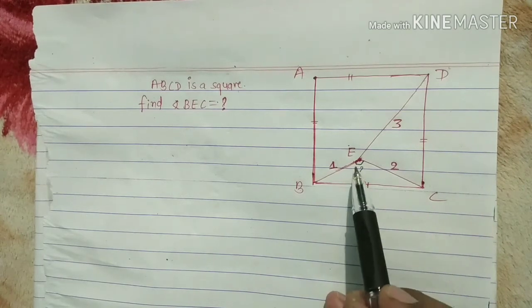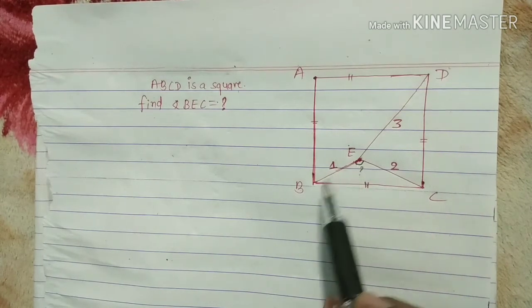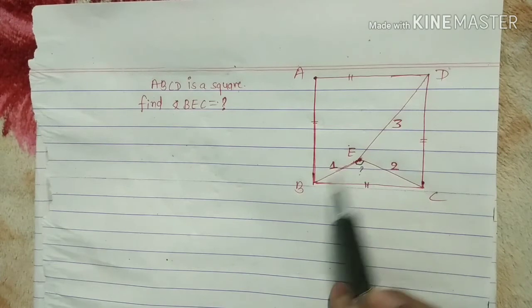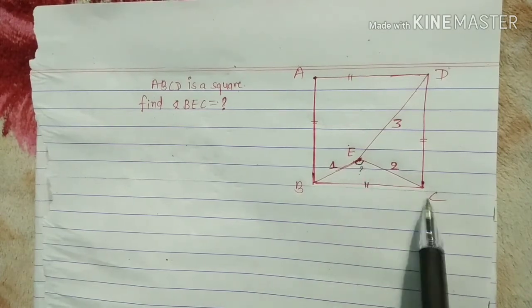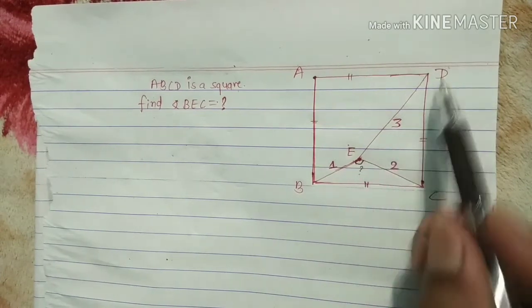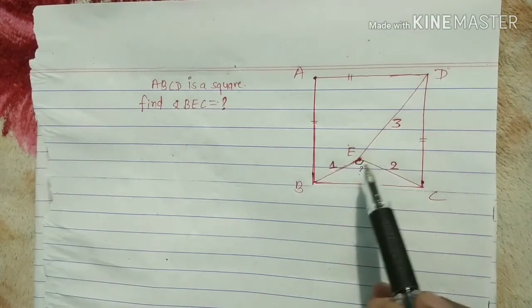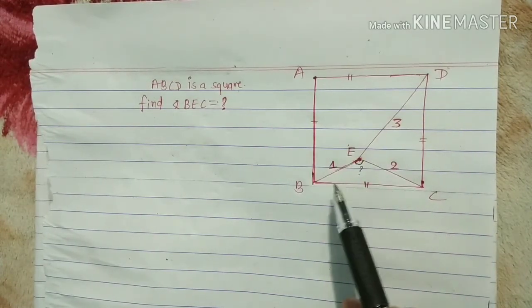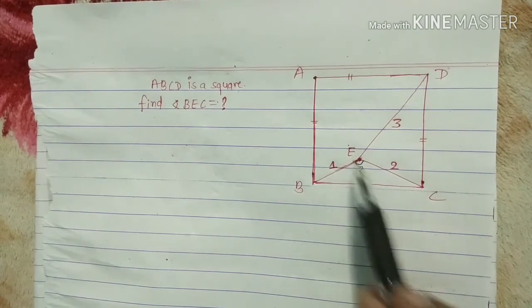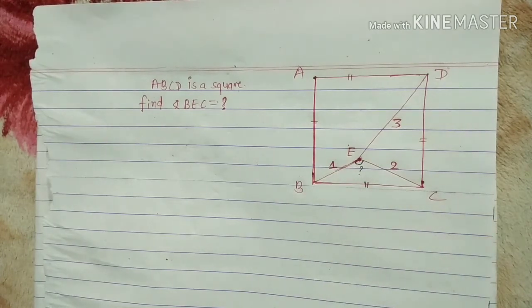And in the question, the information is given like this. The length of BE is 1, the length of EC is 2, and the length of ED is 3. So this is the information given in the question, and it is asked to find the measure of angle BEC. So let's see how to find this angle.